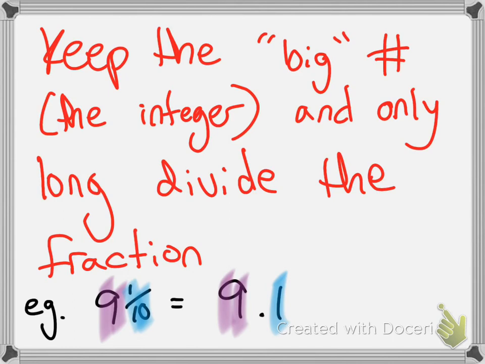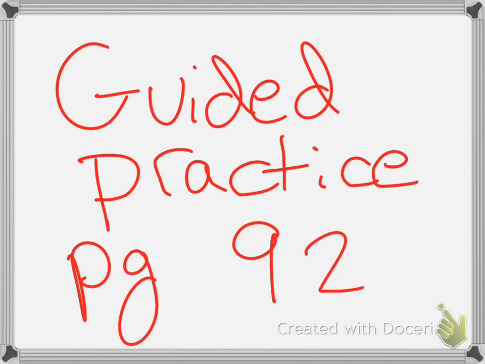In this case, I made one we didn't have to long divide. This is 1/10. This is 1/10. So when they're mixed numbers, we just keep that mixed number, just like what we saw earlier. Guided practice on page 92. So let's look at that together. Guided practice on page 92.